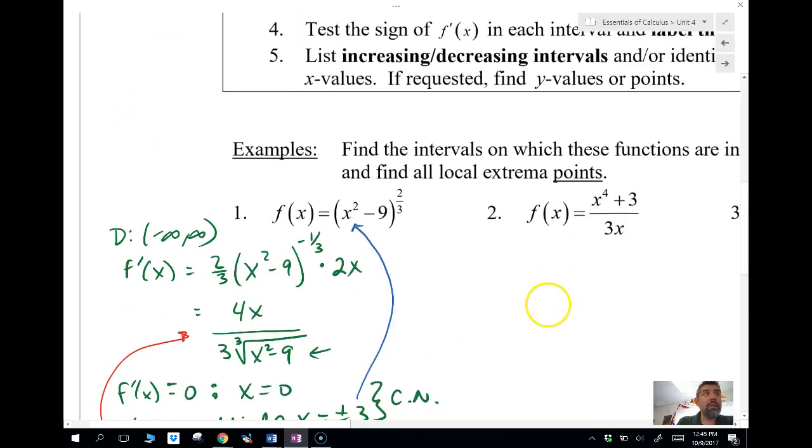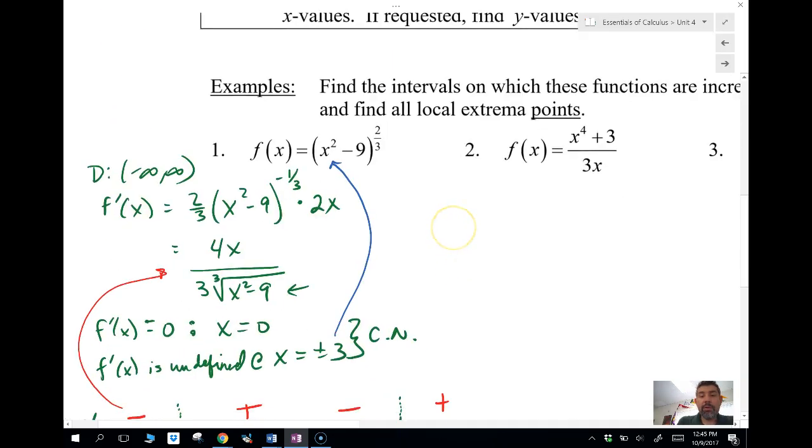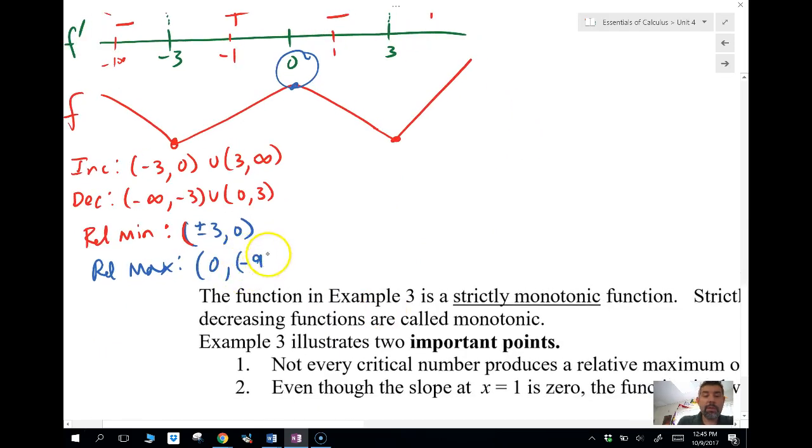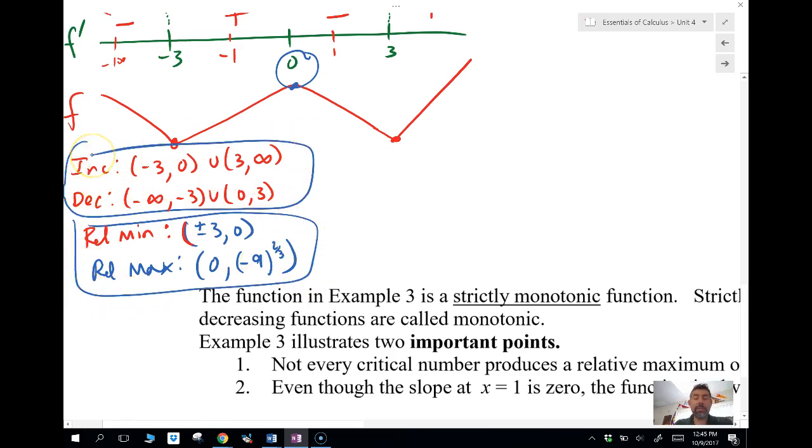0, 0, we'll just put -9 to the 2/3. All right, there's my relative min and max. Here's my increasing, decreasing, and there we go.